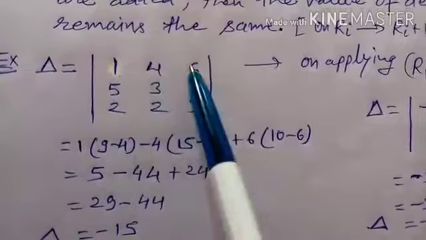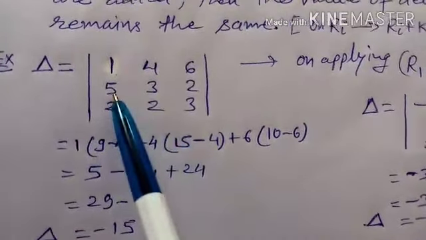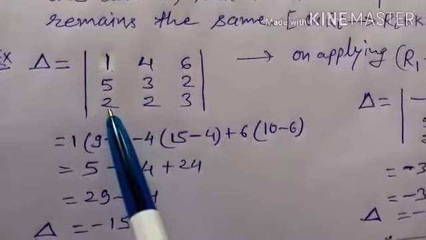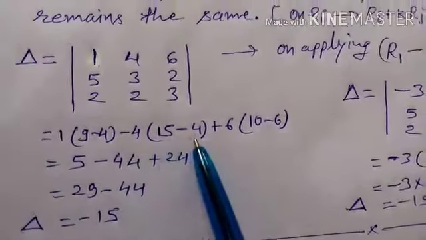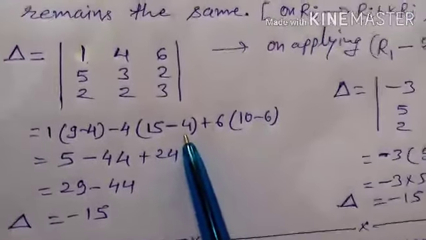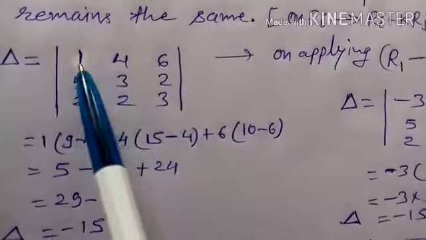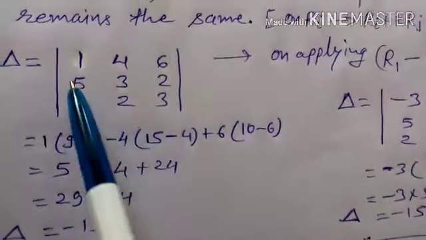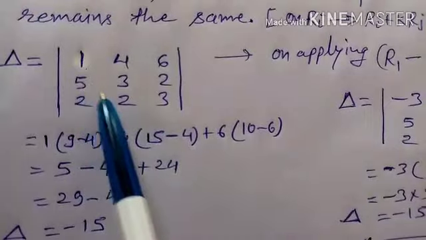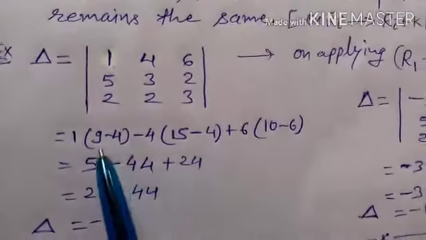Since 4 lies in the first row and second column, the first row and second column are deleted. So only 5 into 3 minus 2 into 2. 5 into 3, 15. 15 minus 4. Now the third element with plus sign. So the first row and third column are deleted. Only a 2 by 2 determinant remains. So 5 into 2, 10. 10 minus 6.